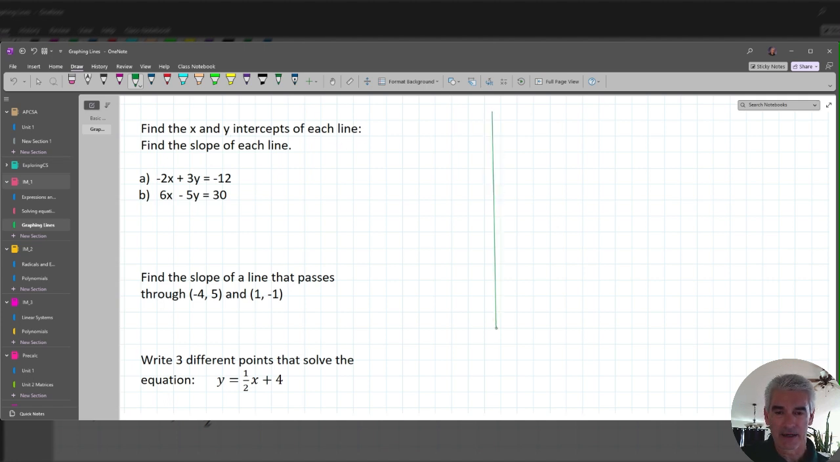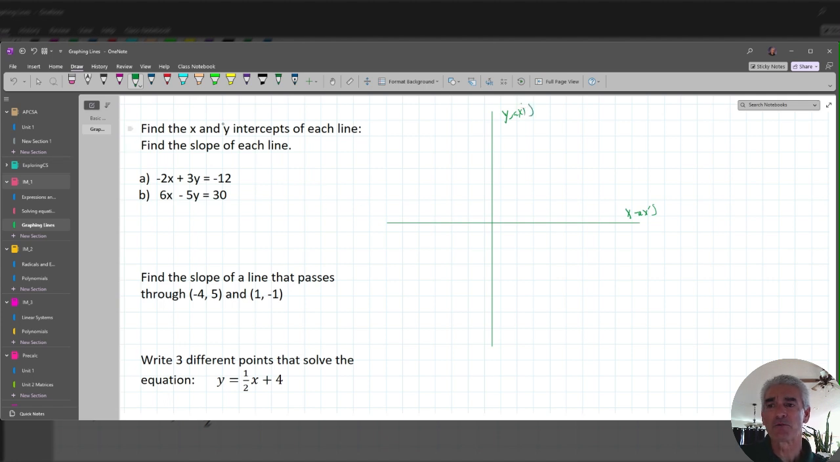So to find the x and y intercept of the line, I'm going back to my axes here. So I have axes drawn perfectly straight. There we go. So I have my x-axis.